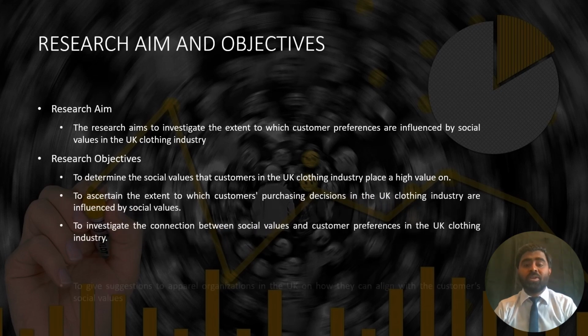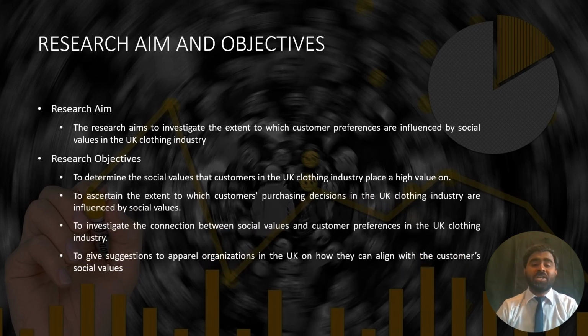Research aim. The research intends to investigate the extent to which social values impact customer preferences in the UK textile industry. Research objectives: to identify the social values that customers in the UK garment sector value highly; to determine the extent to which social values impact client purchasing decisions in the UK clothing sector; and to look into the relationship between societal ideals and client preferences in the garment sector in the United Kingdom.